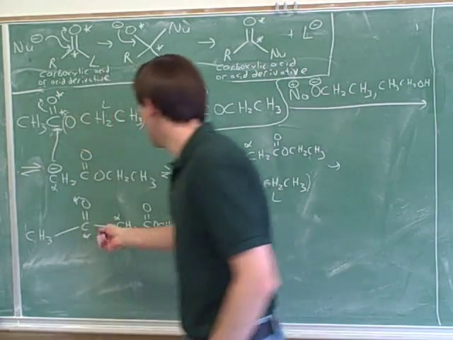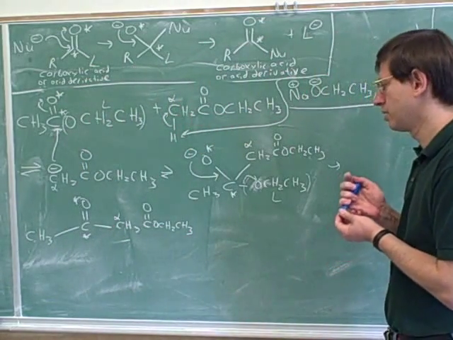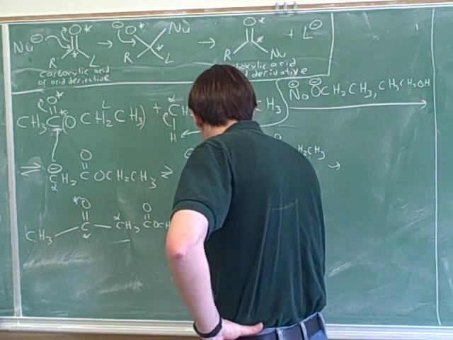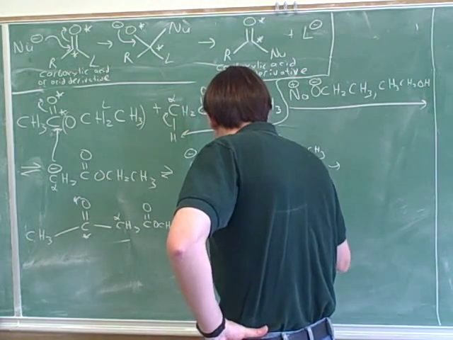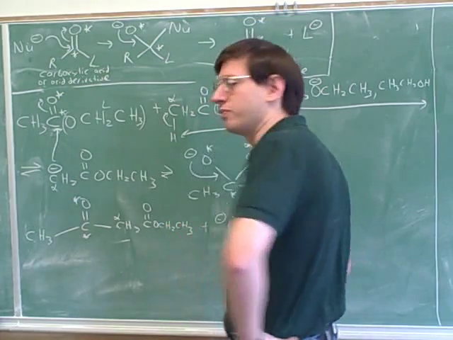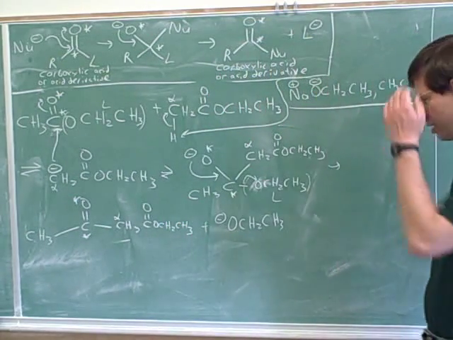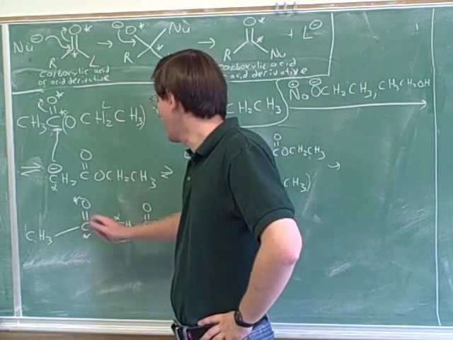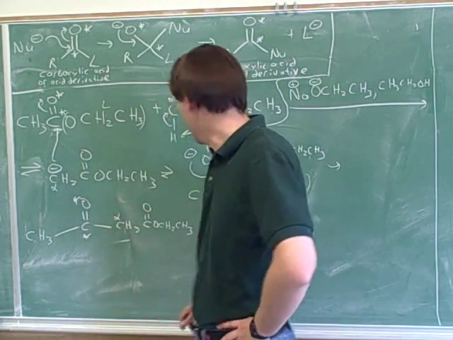What's the other product besides the one I've drawn here? OCH2CH3. That turns out to be a very important product to draw. We can't leave out that leaving group at this point. So let's draw this. Notice how I'm continually labeling the alpha and asterisking the carbonyl.